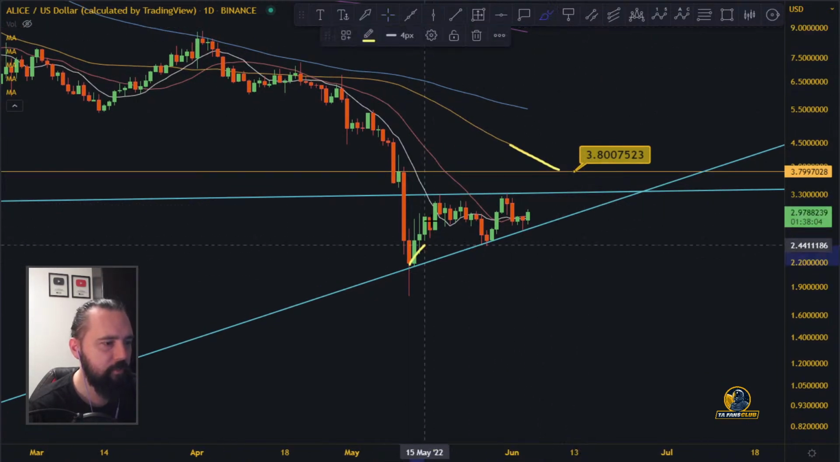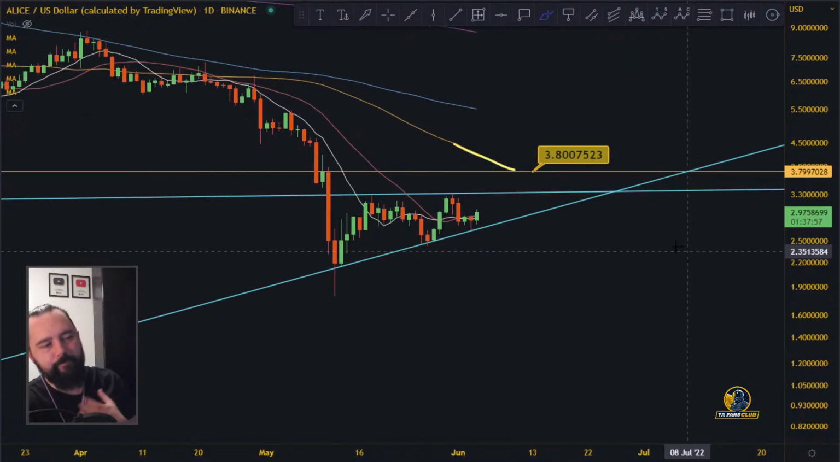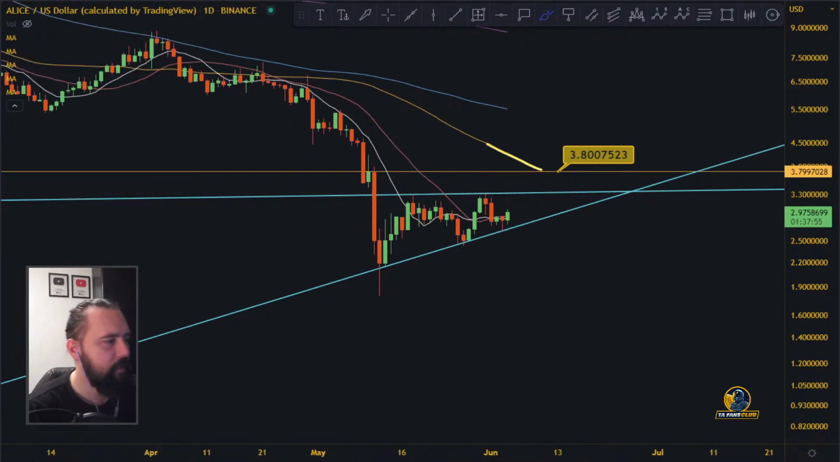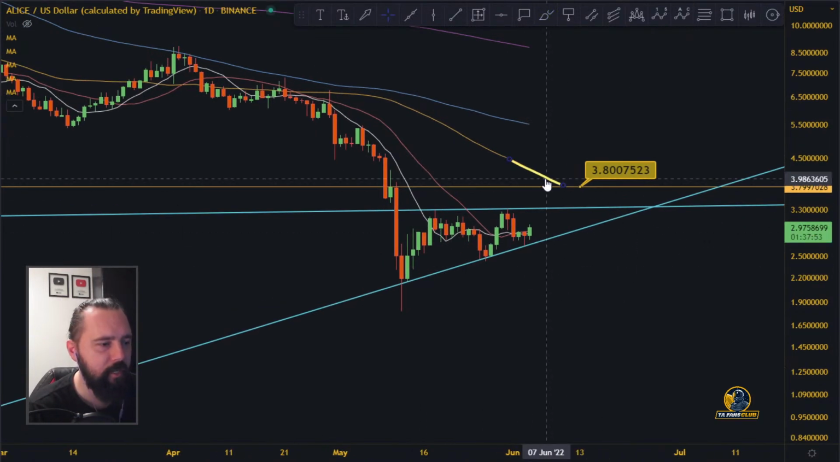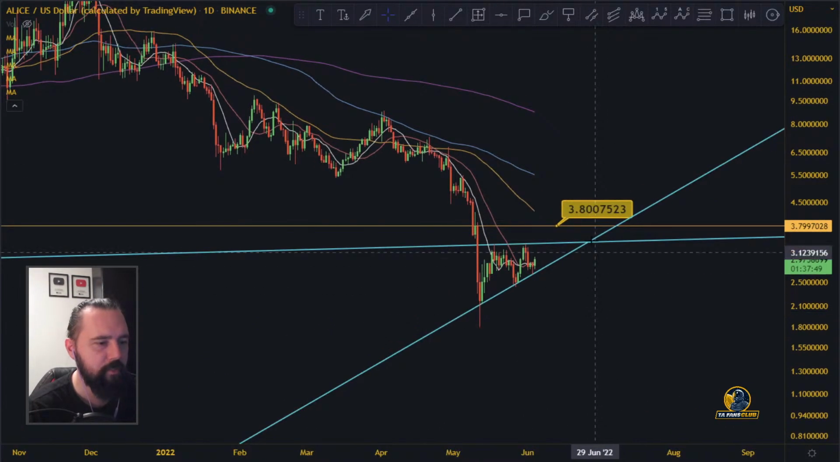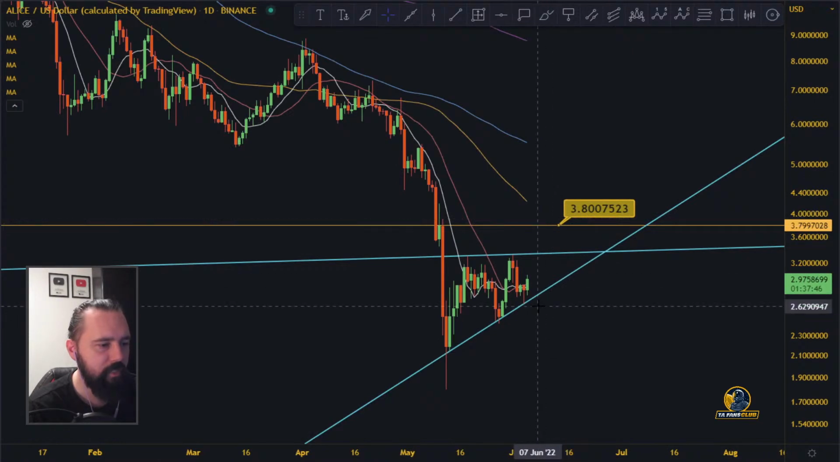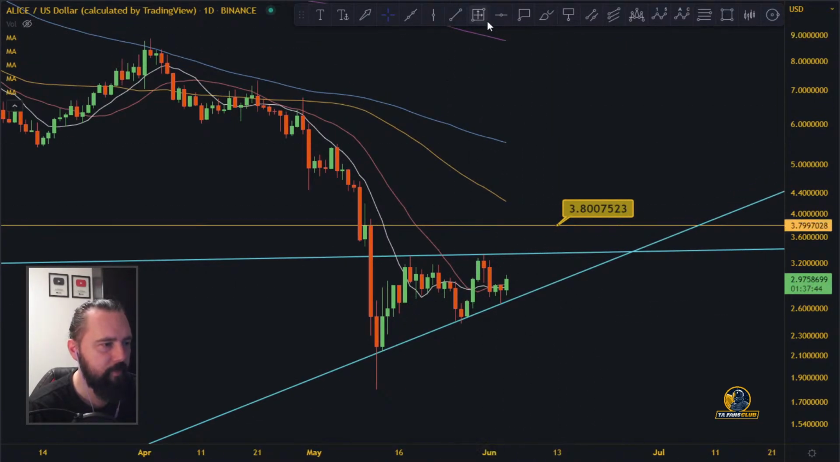Ascending triangle here as well, right? Some kind of, you see this stop up here, hit this wick up there. Right now we're consolidating, so during any kind of consolidation on anything, it's really hard to say whether it's going to break towards the upside or downside. But 3.8 is major resistance, right?